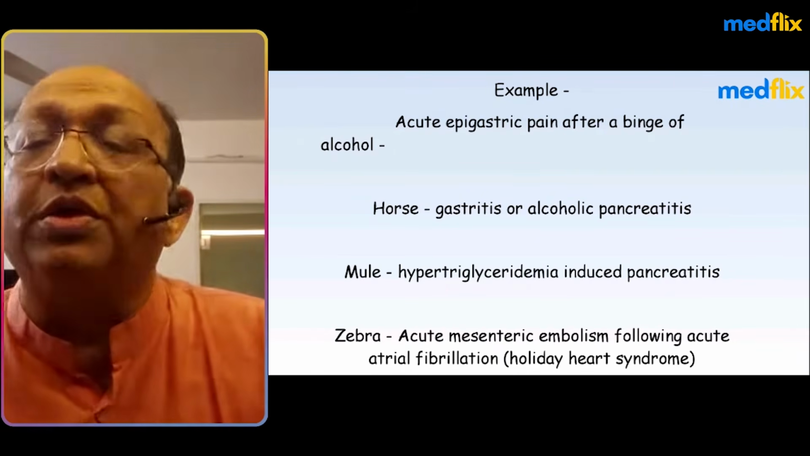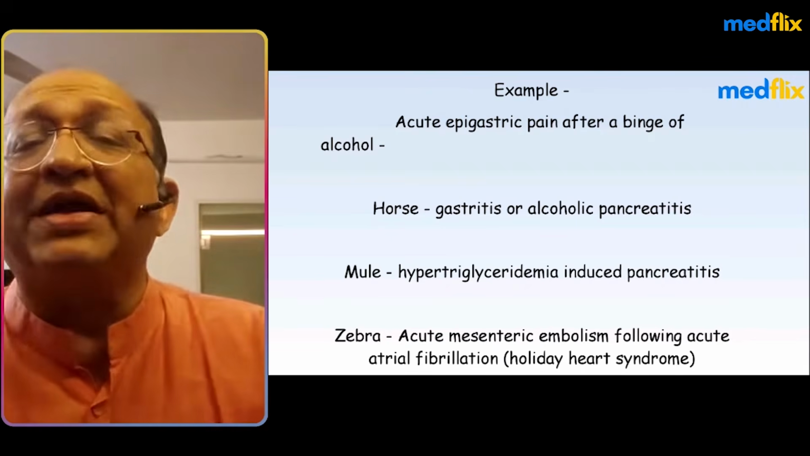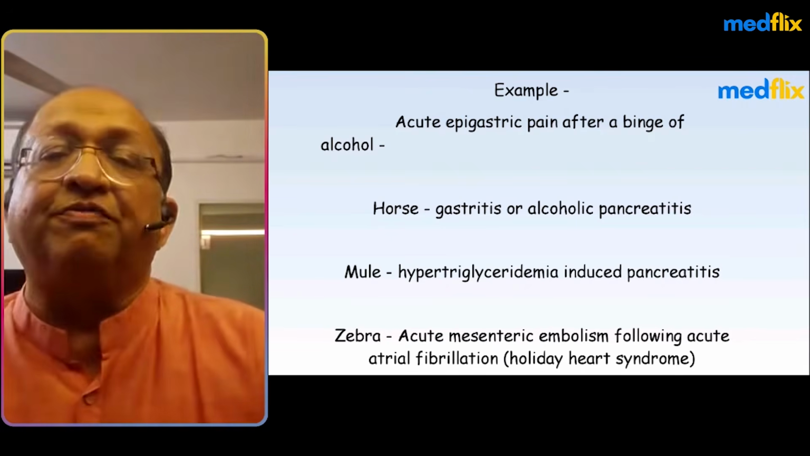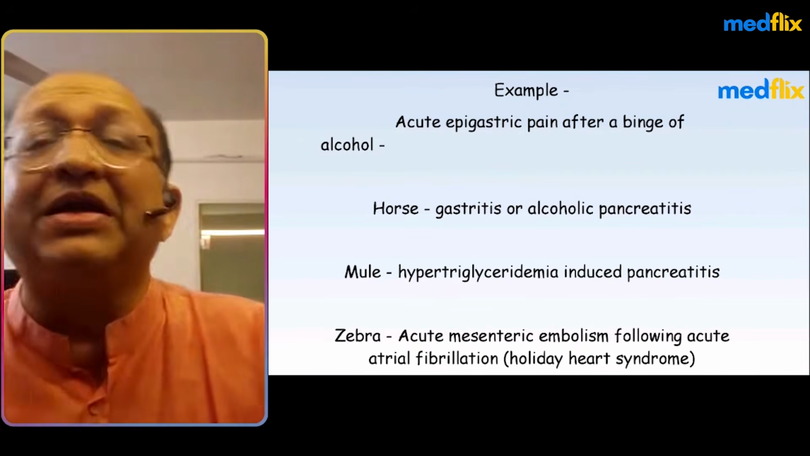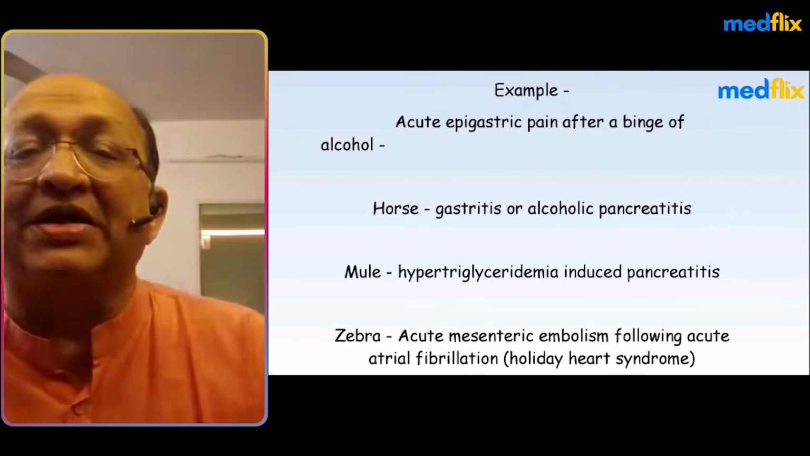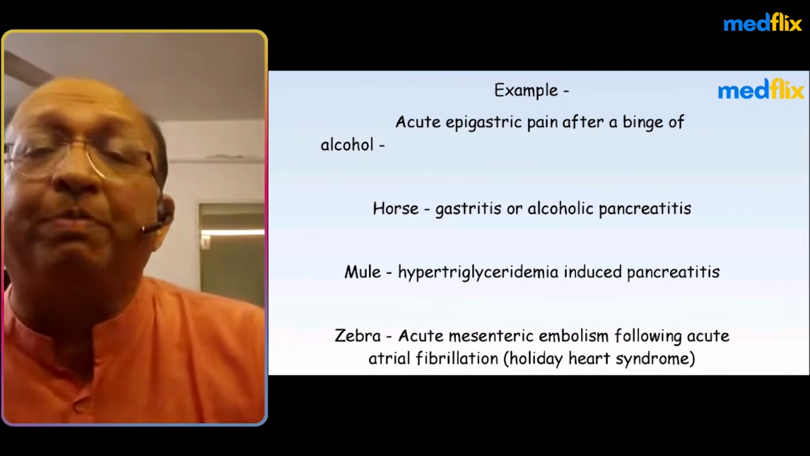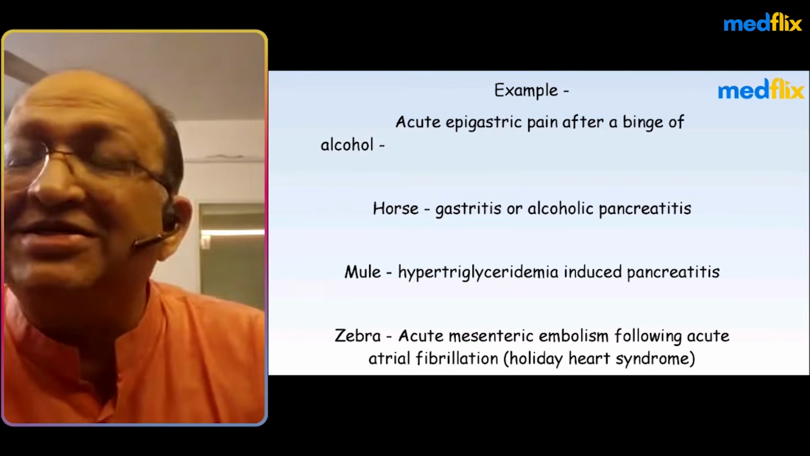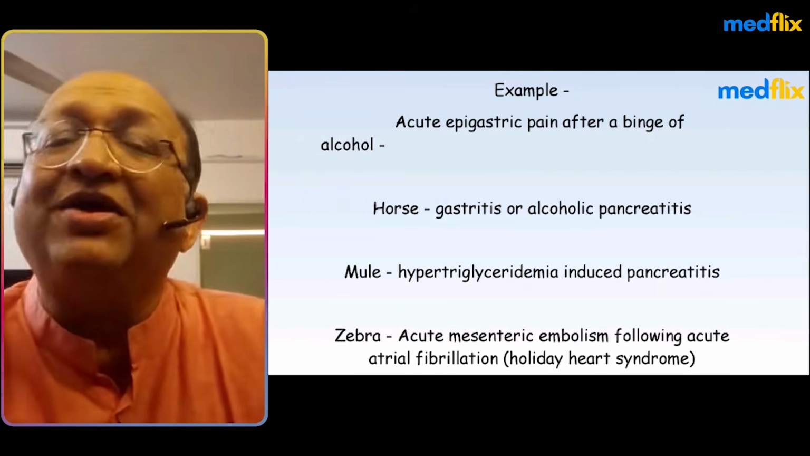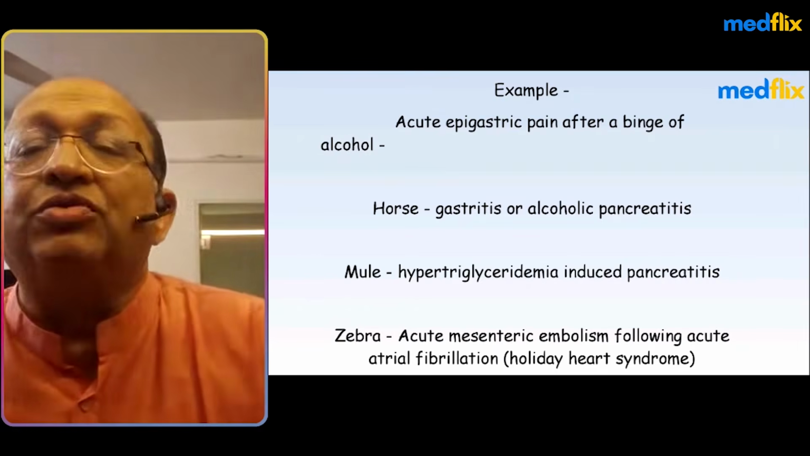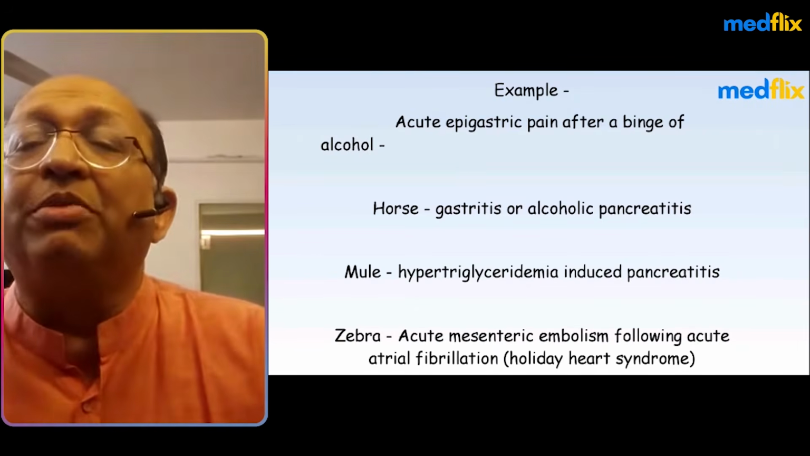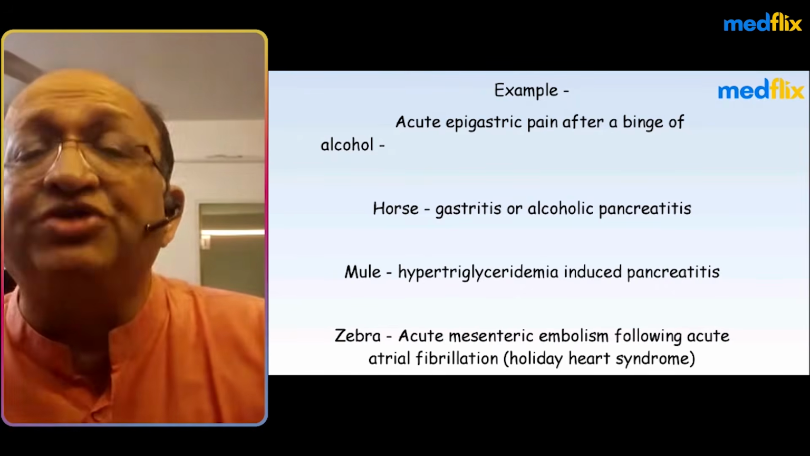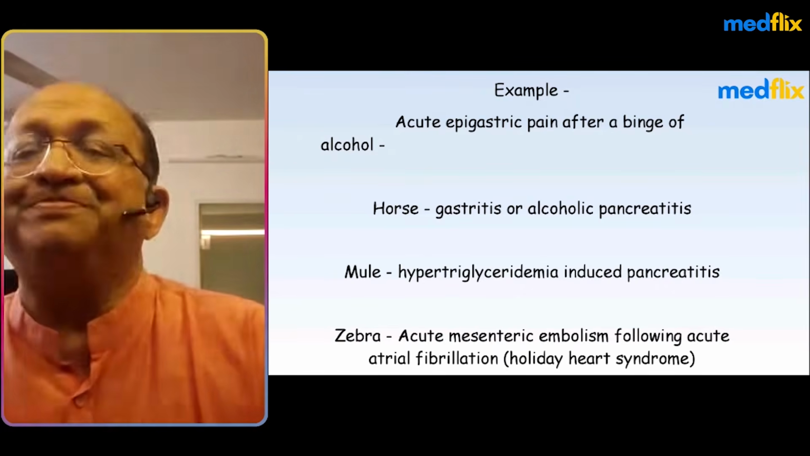Now, think of the mule. Alcoholic pancreatitis can be a direct insult by alcohol to the pancreas, but there is something called hypertriglyceridemia-related pancreatitis, where the patient's alcohol binge suddenly raises the triglyceride levels and causes acute pancreatitis. Now, this is your mule. So, don't forget the mule, because this probably will change your management in some ways.